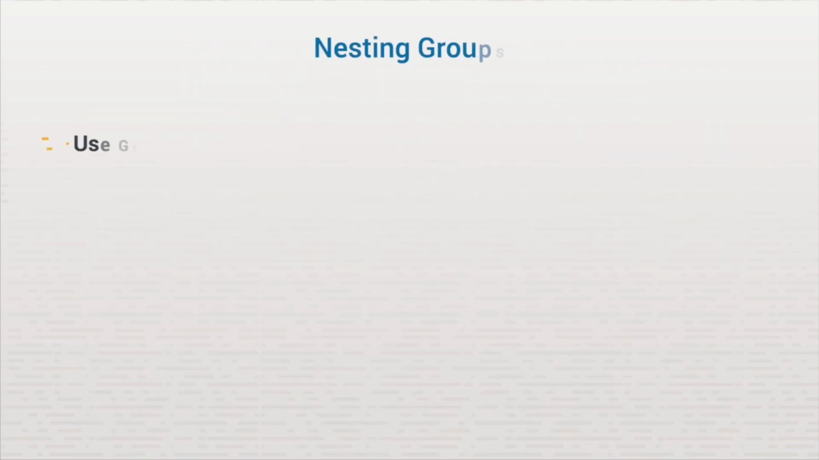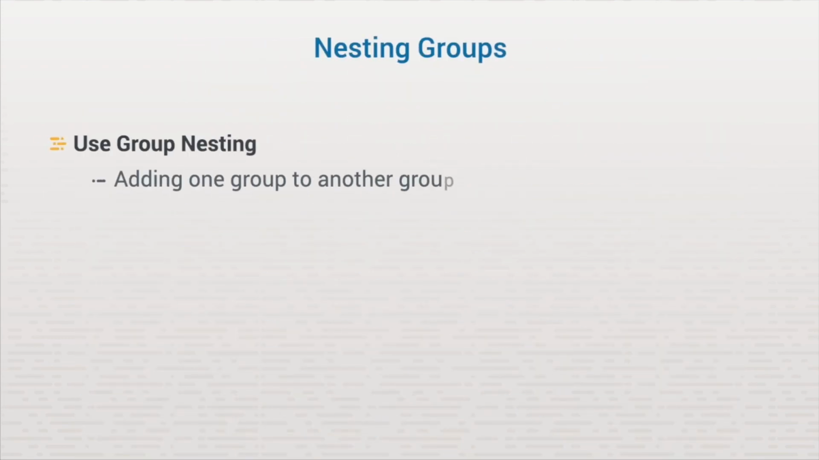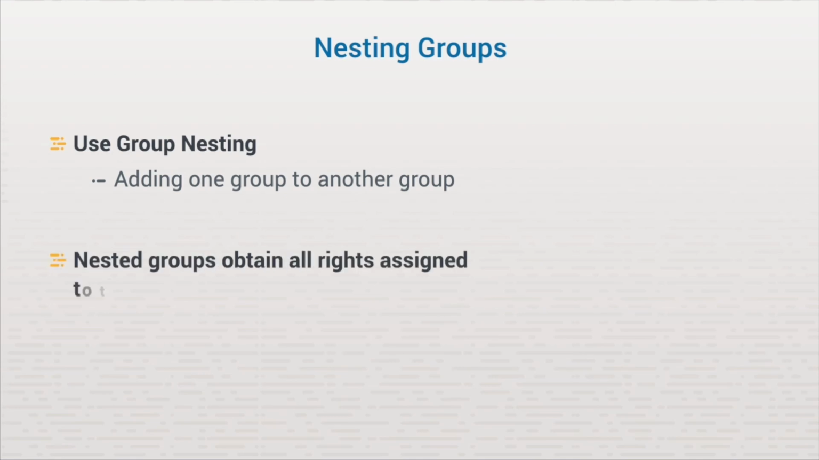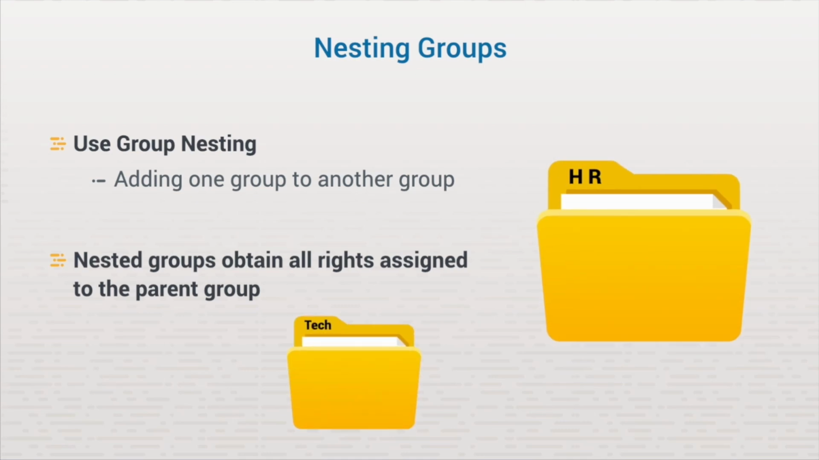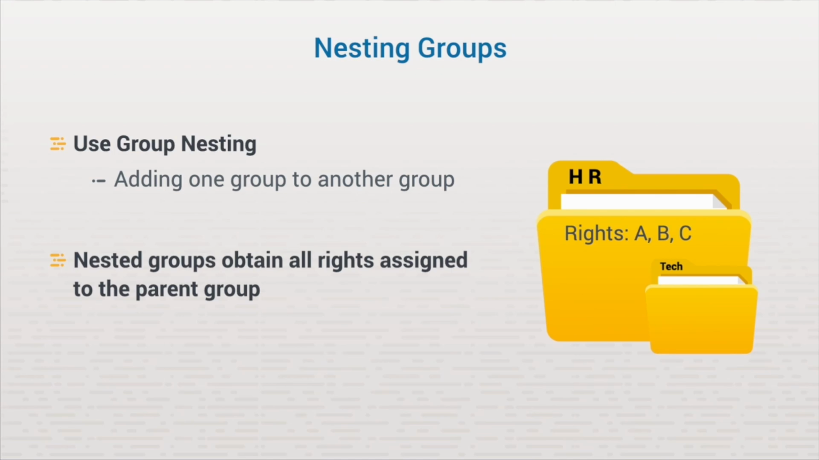As mentioned in the security group descriptions, groups can contain other groups. This is called nesting. When using nesting, a group that is added to another group assumes the rights assigned to the group to which it was added. For example, if I have a group named HR and another group named Tech, and then I add the group Tech into the group HR, then the group Tech will get any rights assigned to the HR group, but HR won't get any rights assigned to Tech. In other words, the rights only go from parent to child.